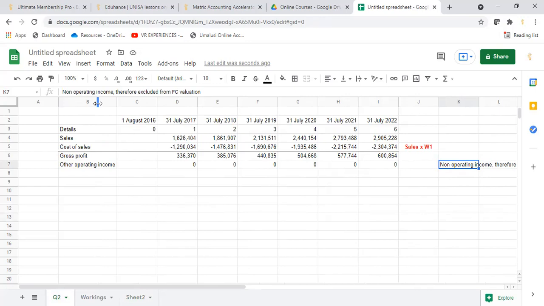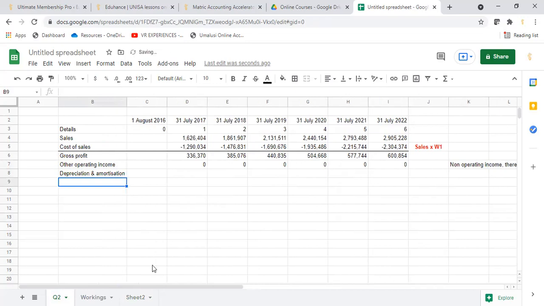Okay, thank you. Now we're going to have depreciation and amortization. Let's just have a look. Depreciation, amortization, note number 3. Let's go have a look at note number 3.